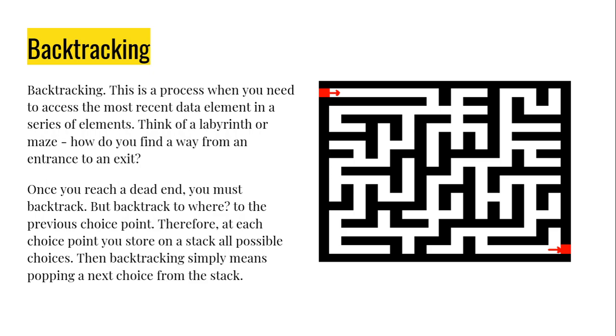When you backtrack, you basically access your last position, which can be accessed on the stack, the topmost element of the stack. So once you reach a dead end, you must backtrack. Therefore, at each choice point, you store on a stack all possible choices. When you move around the maze, you put each of your positions on the stack, so when you backtrack, you can easily access your previous position.